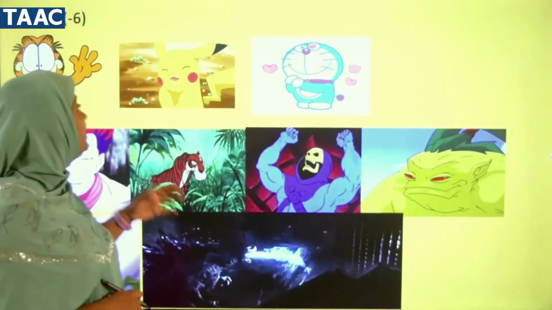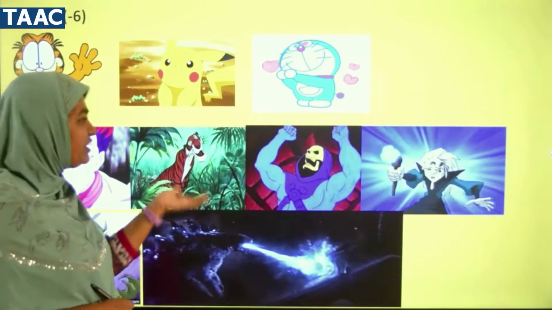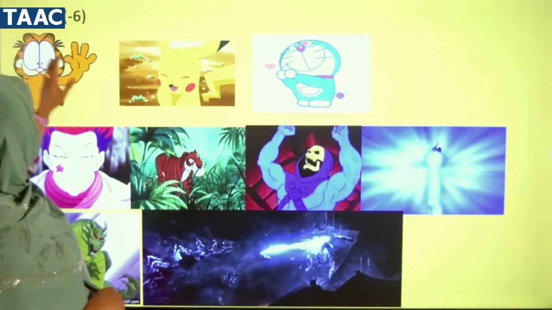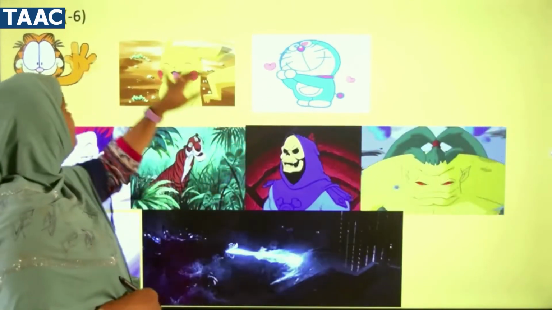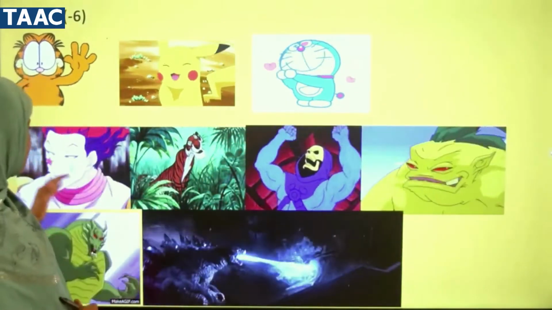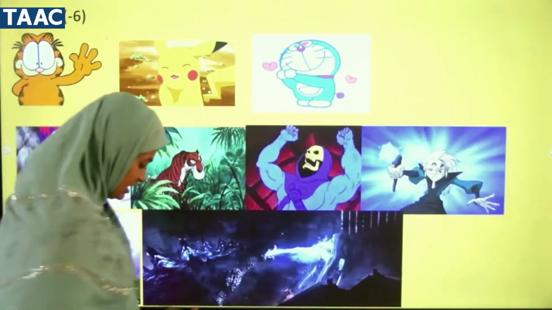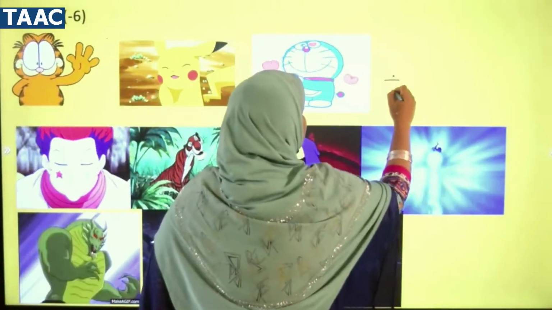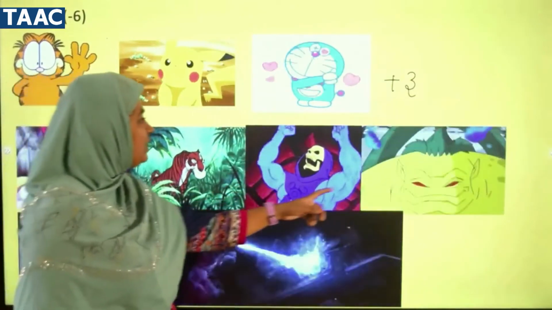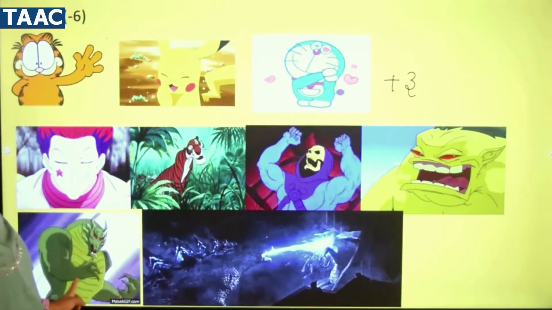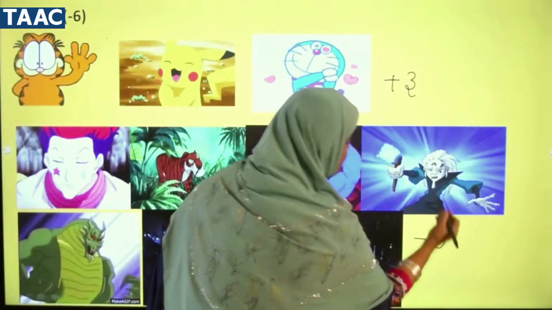Now for the last one, I have plus 3 and minus 6. These are your favorite anime characters, right? So plus 3 means I have kept 3 positive characters, and for minus 6 I have kept 6 negative characters. So 1, 2, 3, 3 positive characters. So plus 3, and 1, 2, 3, 4, 5 and 6, 6 negative characters, minus 6.